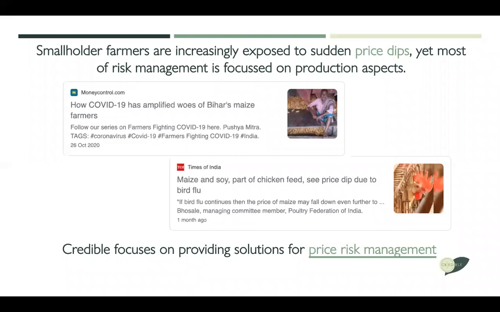An equally important but often neglected risk is that of price. For example, take the fate of maize prices in India in the last few months. Even though it was a good production year for reasons such as COVID and bird flu, the farmers still ended up with far below average prices. It's time we created tools and solutions to help smallholder farmers manage their price risk.